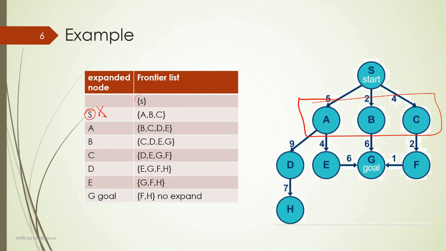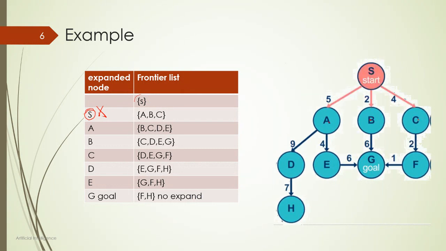Here, I'm making an assumption: we go from left to right. It doesn't make any difference. You can do it from right to left, but this is a kind of general agreement. After S, S is checked. It's not the solution. So I go for its children. Children are A, B, and C. So when I'm checking S, I know that the next ones in the queue will be A, B, and C.